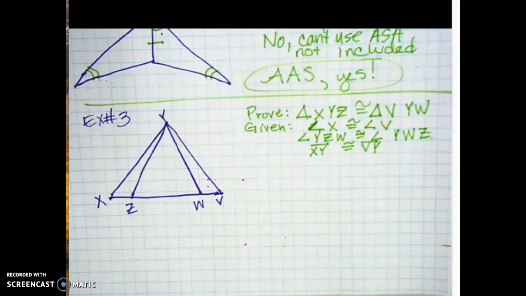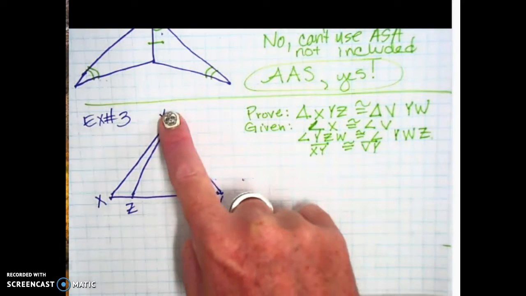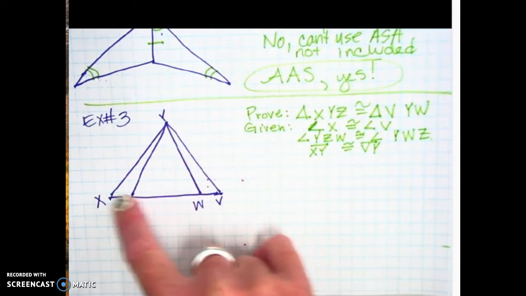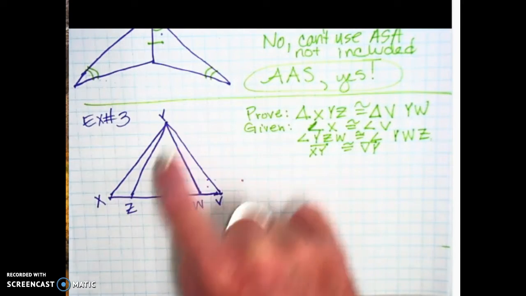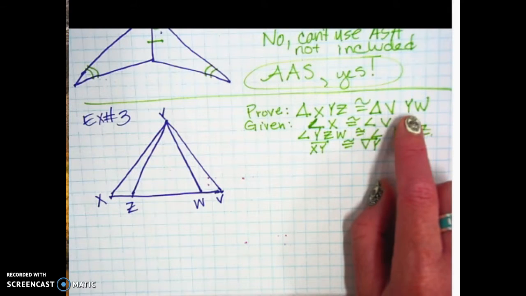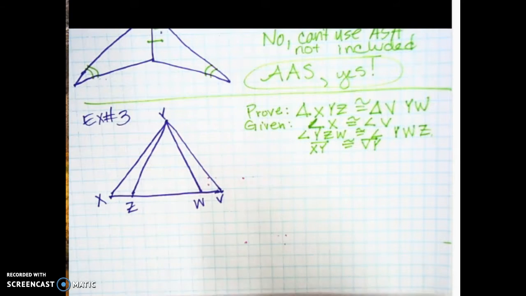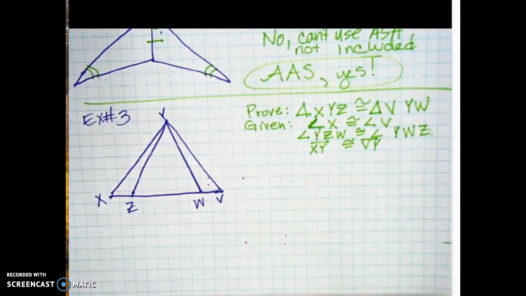So to be clear about which one is which, you want to tap out. Here's X, here's Y, here's Z. So we're talking about this small little triangle on the left, and we want to see that it's congruent to VYW, the small little triangle on the right. Just by looking at them, they're probably congruent because one's not totally huge and one's not totally small. So it's possible, right?